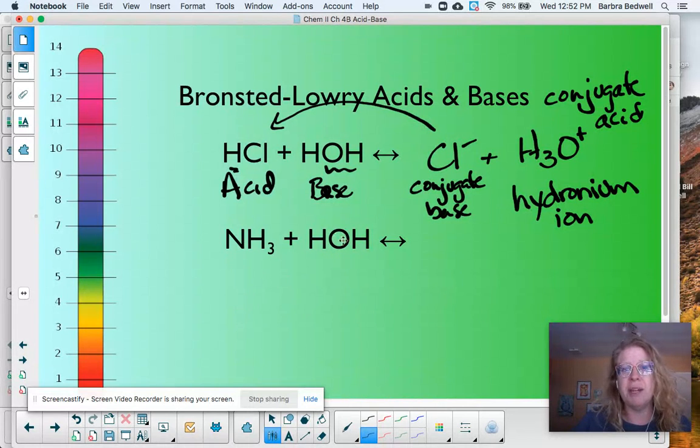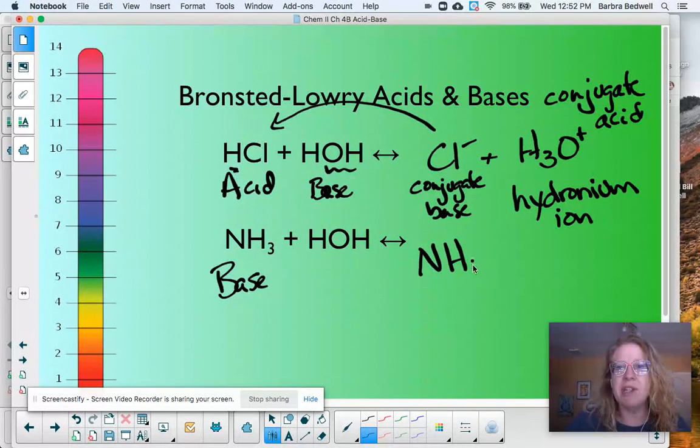So we've got NH3 and HOH. In this particular case, ammonia acts like a base. It acts as a proton receiver. So what is that going to look like? Well, if I take ammonia and it receives a proton, it now becomes NH4 with a positive charge. This is the ammonium ion. This is ammonia, the molecule. This is the ammonium ion.